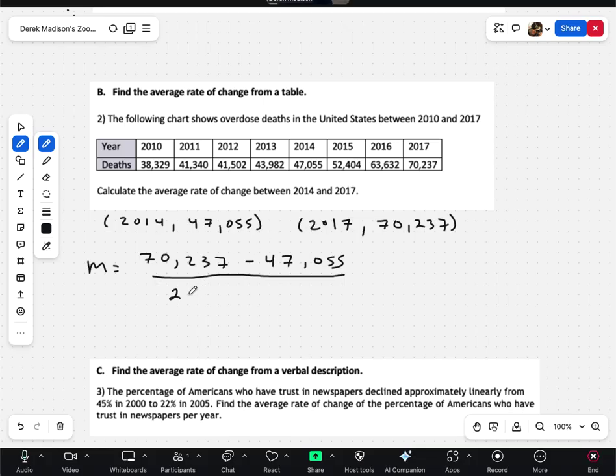So our change in x will be 2017 minus 2014. And let's see, subtracting, we get 23,182 over 3. So there's a total change of 23,182 deaths over that 3-year period, and then dividing, we would get 7,727, and that would be deaths per year, and it's positive. So unfortunately, that was increasing during this period. From year to year it is increasing by an average of 7,727 deaths each year.